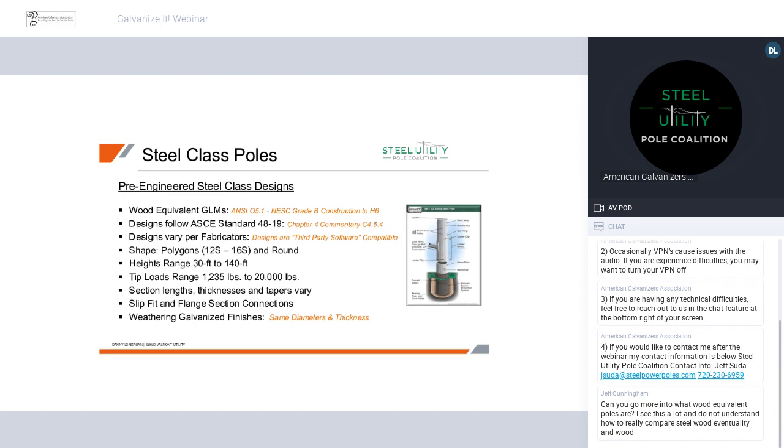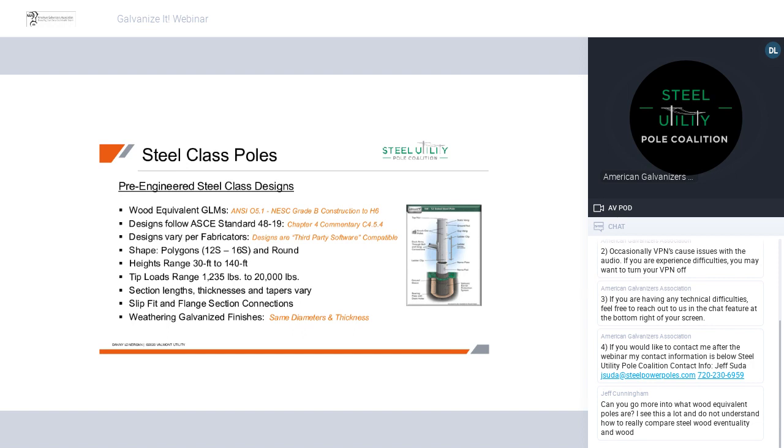But 12-sided shapes are most common. Heights typically 30 to 120, 140 feet. When you get much above that, you're usually into the capacity of a pole where it's going to be a custom design structure. And frankly, we see class poles over 100 feet, but the volume is not there. So the real volume of class poles in transmission is probably more 70 to 90, maybe 70 to 100. And those are typically 2-section poles.